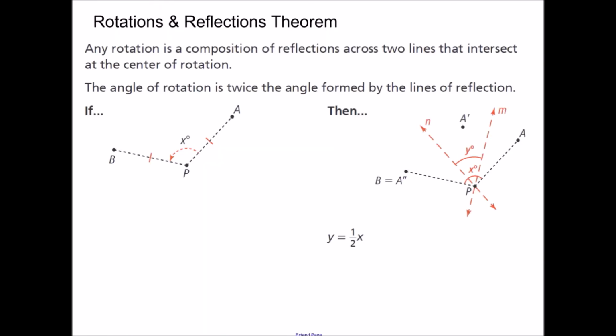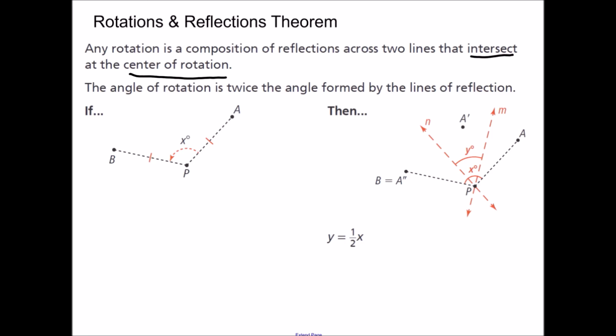All right, so now let's look at one theorem to close off the lesson, and that's the rotations and reflections theorem. So any rotation can be considered a composition of reflections across two lines that intersect at the center of rotation. This is key here. The lines of reflection have to intersect at the center of rotation for this to work. So the angle of rotation is actually going to be twice the angle formed by the lines of reflection.